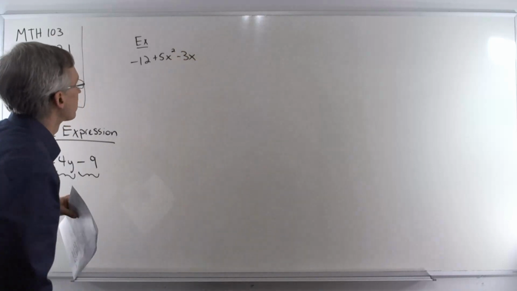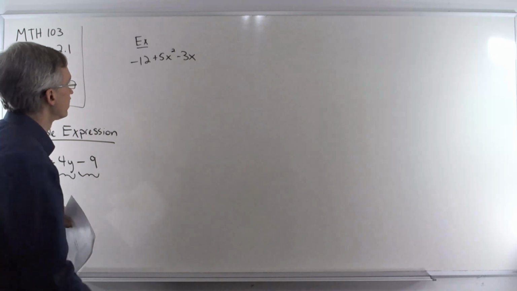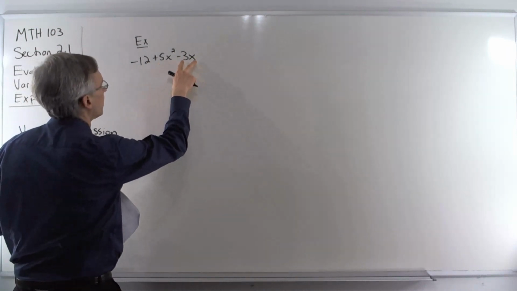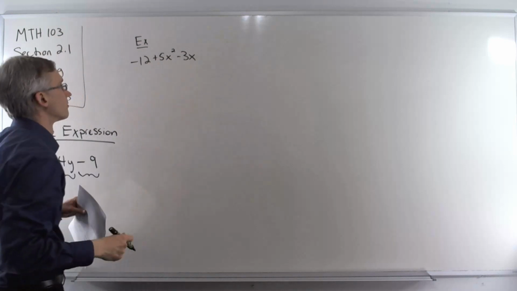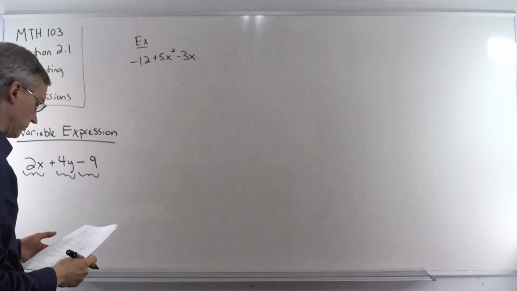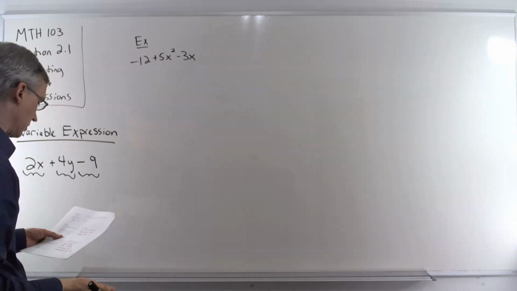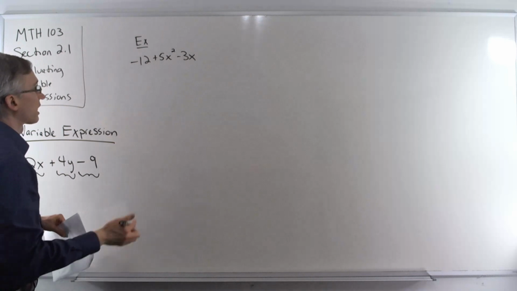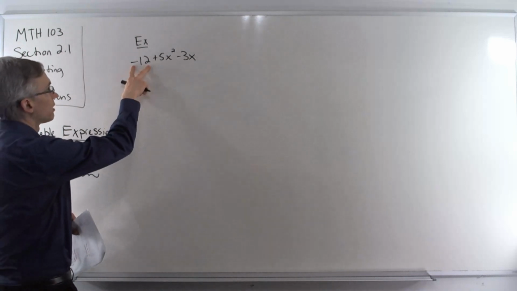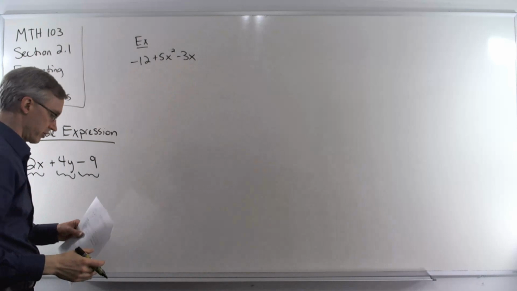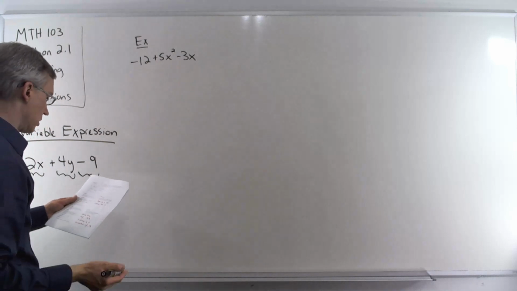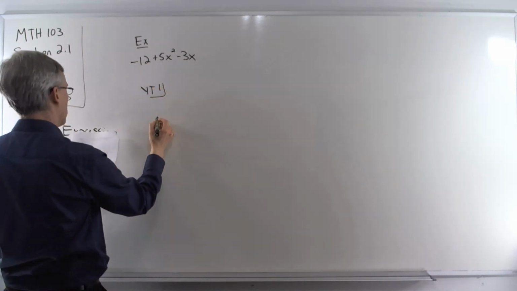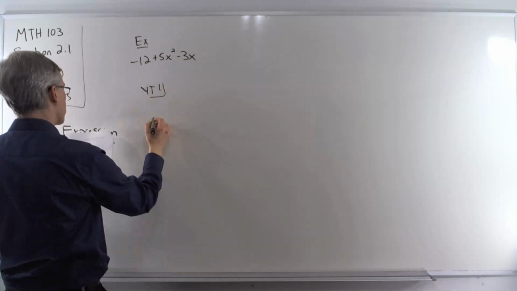-12 plus 5x squared minus 3x. So we have three terms. We have -12 as a term, 5x squared as a term, and -3x is a term. Now the constant term is -12, and the other two would be variable terms. Your turn, number 1. Name the terms of the variable expression.